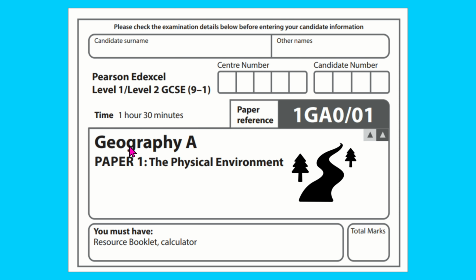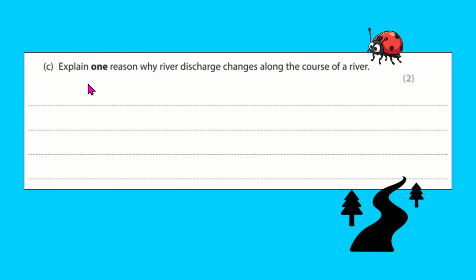Okay, so let's look at a question from the Geography A paper, the Physical Environments paper. The question is dead simple. Explain one reason why river discharge changes along the course of the river. Box the question. Explain, so we need to use that word because. One reason, we need to underline the keyword. So one reason, discharge changes, river. So the question is asking you, well, why does it go from a very small stream to a very large river, or potentially vice versa?